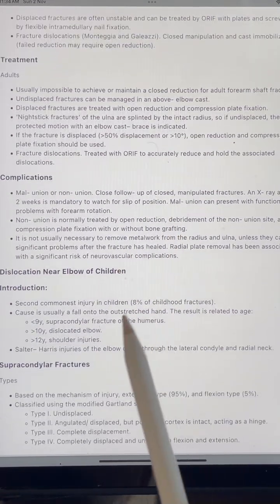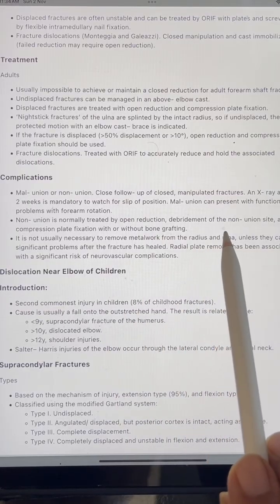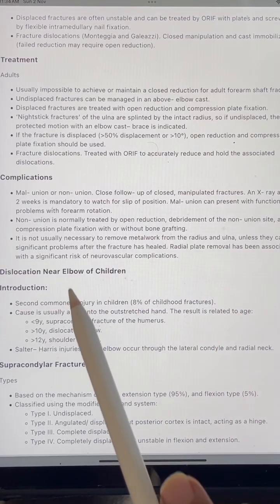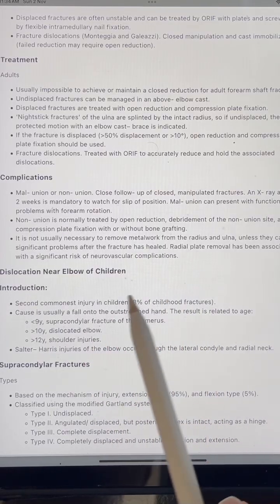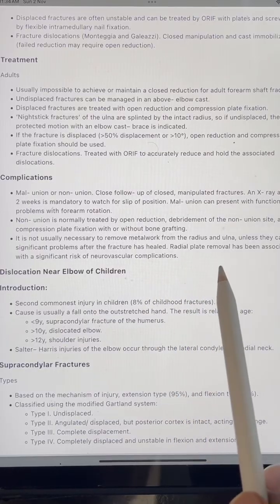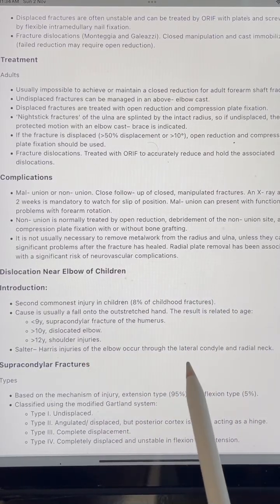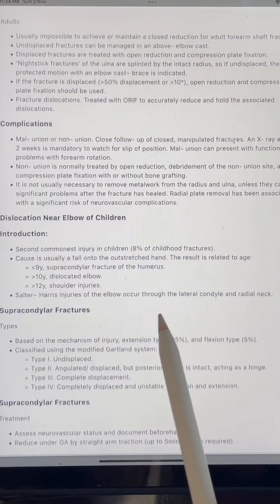What are the complications? Malunion and non-union. Close follow-up of manipulated fractures, with an X-ray at 1 to 2 weeks, is mandatory to watch for slip in position. Malunion can present with functional problems. Non-union is usually treated by open reduction and debridement of the non-union site. It is not usually necessary to remove the metalwork from the radius unless it causes significant problems.